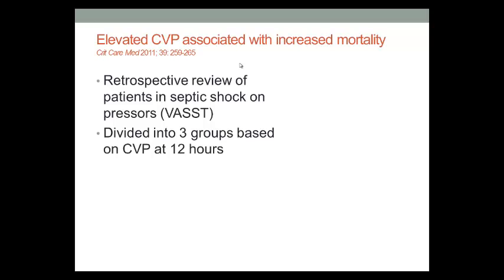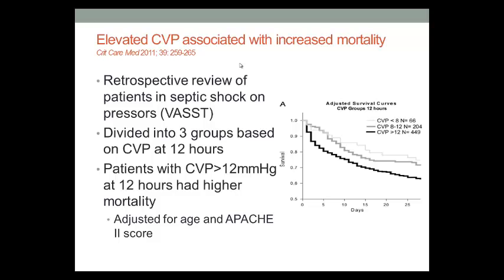These are a couple of the papers showing that increased volume status, and they're using CVP as a marker, leads to increased mortality. This is a retrospective review of the VAST trial, dividing 3 groups based on their CVP at 12 hours, and what they found is that those who had a CVP of greater than 12 had a lower survival rate. And obviously the people with the lowest CVP had a better survival rate. And this was actually adjusted for age and Apache 2 score.